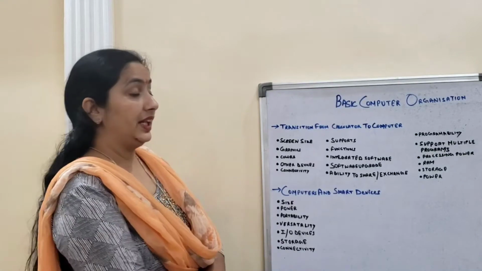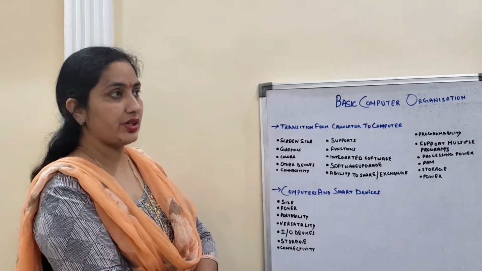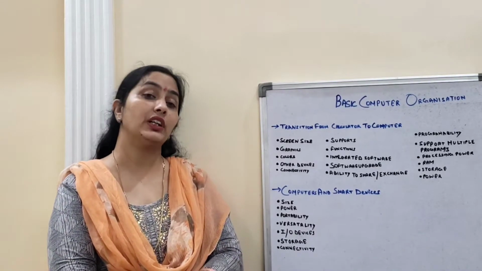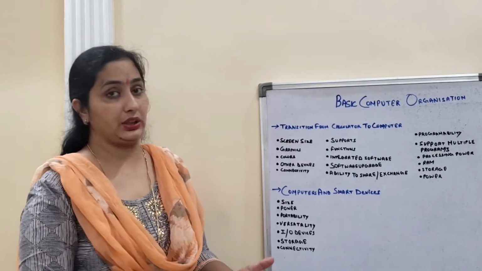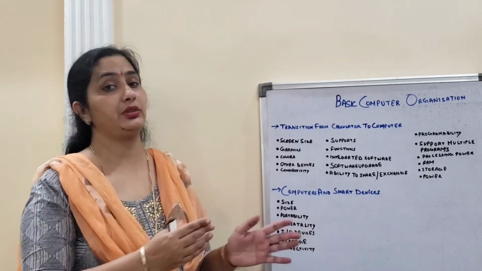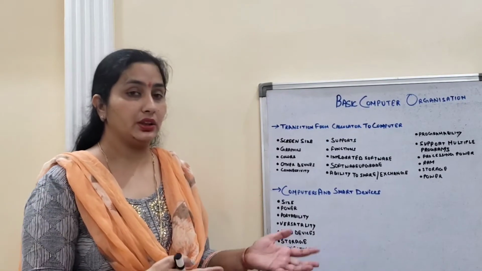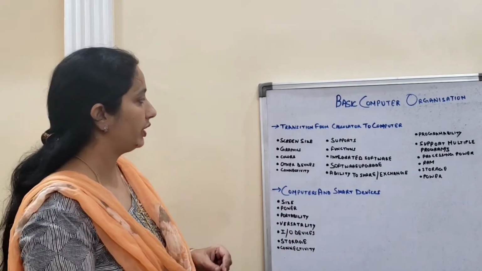Everyone, let's start with the next topic of basic computer organization. As we all know, before computers we had other calculating devices. So how have we come from calculator to computer, and nowadays we are using smartphones? What are the transitions from one device to another that we are going to look at?